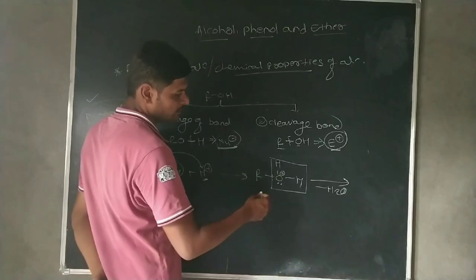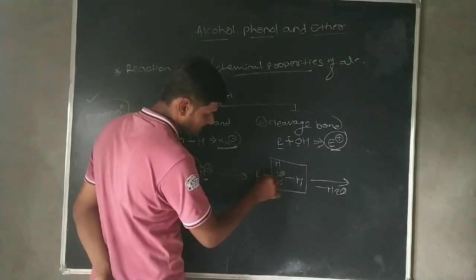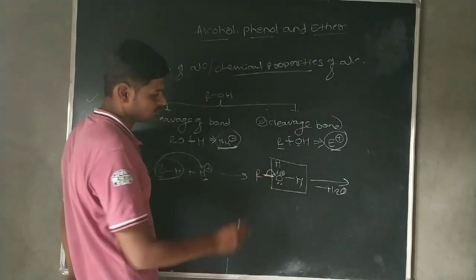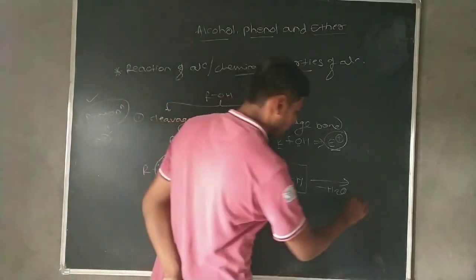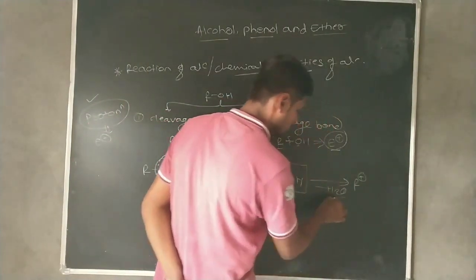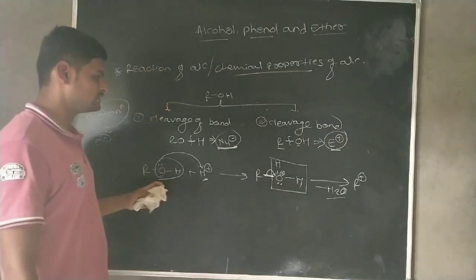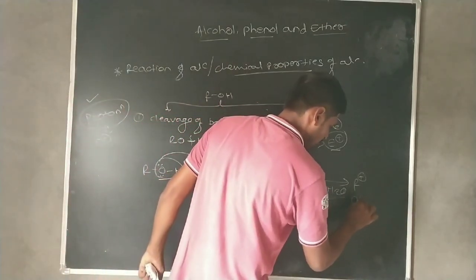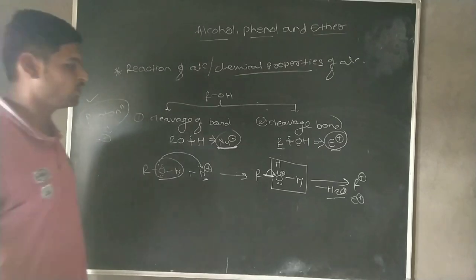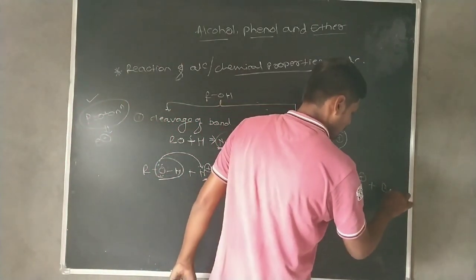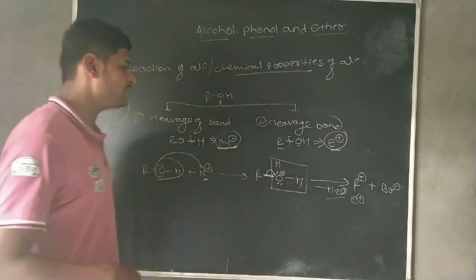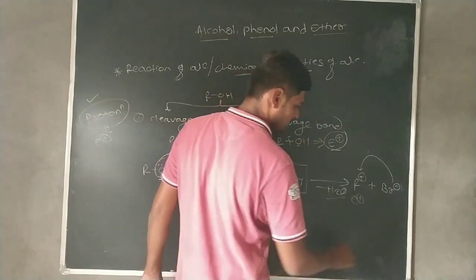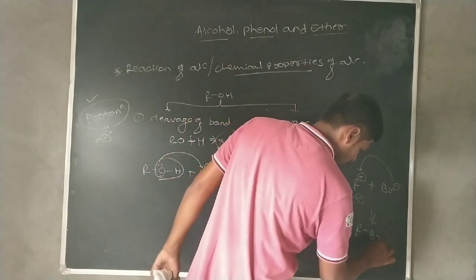But at the time of elimination, oxygen carries this electron pair with itself. Then it forms R plus and one water molecule is generated. From this mechanism, the alcohol acts as an electrophile. After formation of the electrophile, any weak nucleophile or any weak base easily attaches to this electrophile of alcohol. Then it forms a product.